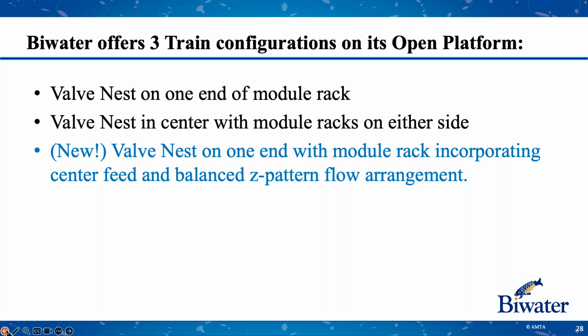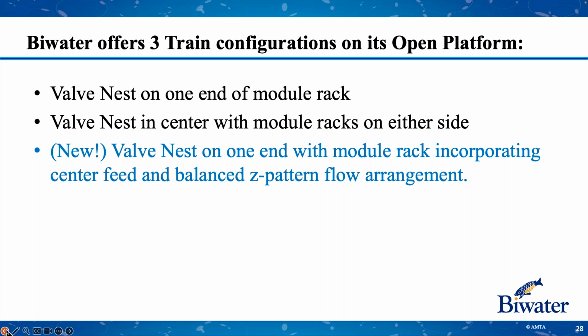And then our newest approach is to have the best of both, where we've got the valve nest on one end, which is good for configuration of all the header and feed piping in the plant. So it could be along one wall or one side of a building instead of the middle of the plant. That can be very difficult when you're having to jump across to the CIP systems and everything else. The center feed can be quite tricky.